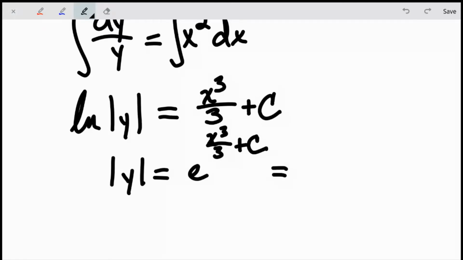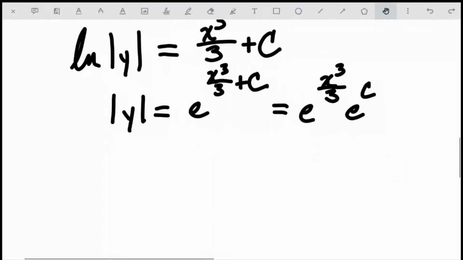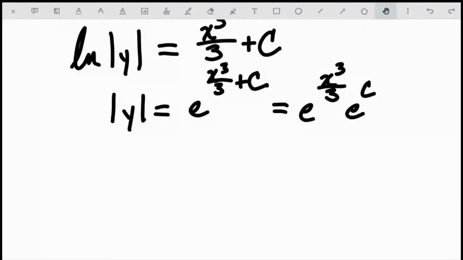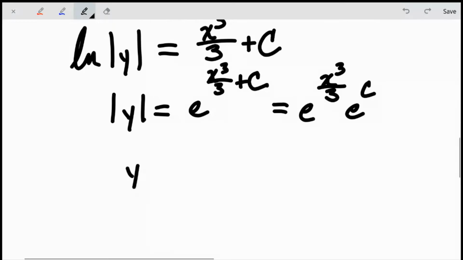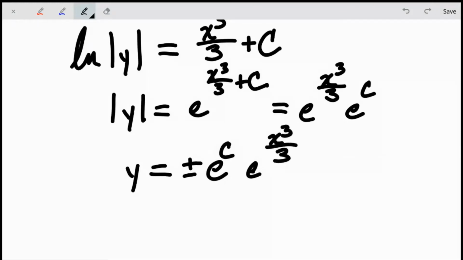Well, this is the same as e to the x cubed over 3 times e to the c power. And the reason I wrote that is because what I really want to do is simplify this down a little bit if I can. Now, we've got an absolute value here. When I have an absolute value, that means the right side of the equation could be positive or negative. So that means y is equal to plus or minus, and I'm going to switch up the order here, e to the c, e to the x cubed over 3. And the reason I did that is because when I look at this term, that is some arbitrary constant, right? C could be anything. E to the c is a constant, and it can be positive or negative.